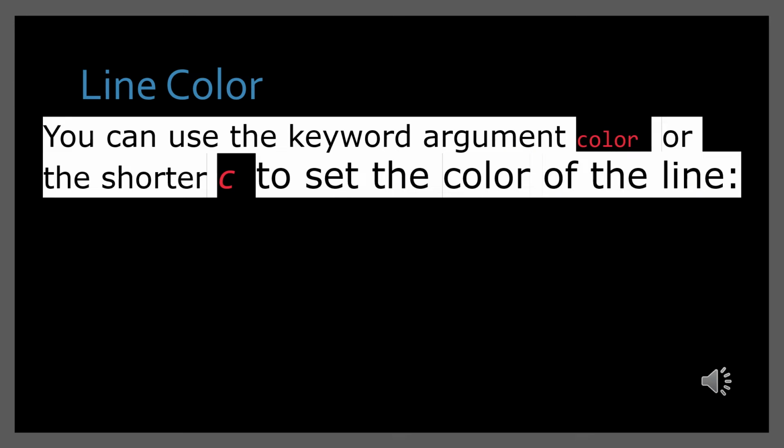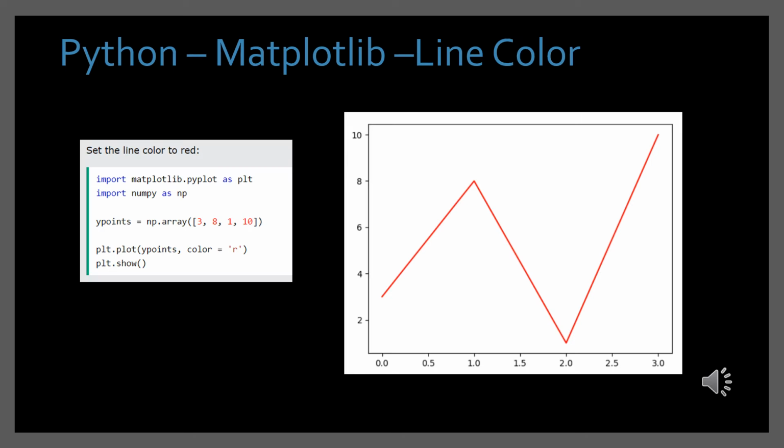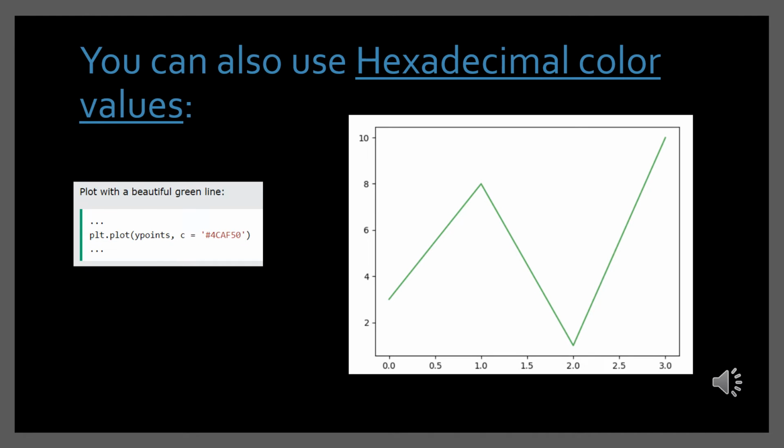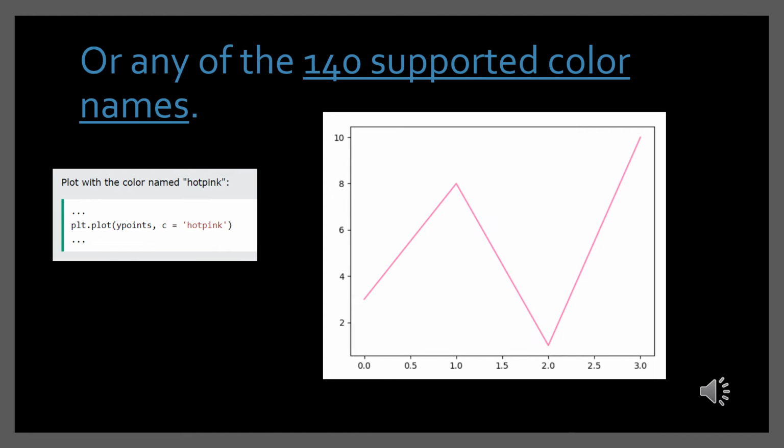We can also fix the line color, so for that we can use the keyword color or the shorter form c to set the color of the line. Here we are going to use the line color red, so we are using color equal to r. You can also use hexadecimal color values, so c equal to hash 4CAF50, which represents a light green color, which is plotted here. They also give support for 140 supported colors, like hot pink, which is one color you can choose from, shown in the picture.